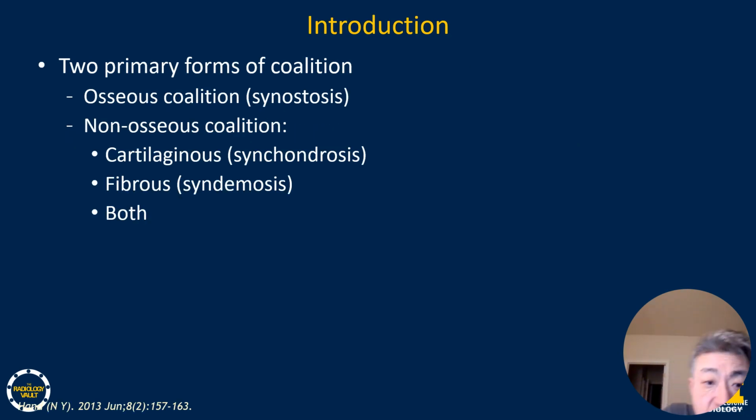There are two primary forms of coalition. The first one is osseous coalition. The next one is non-osseous coalition. Non-osseous coalition includes cartilaginous, fibrous, or both.